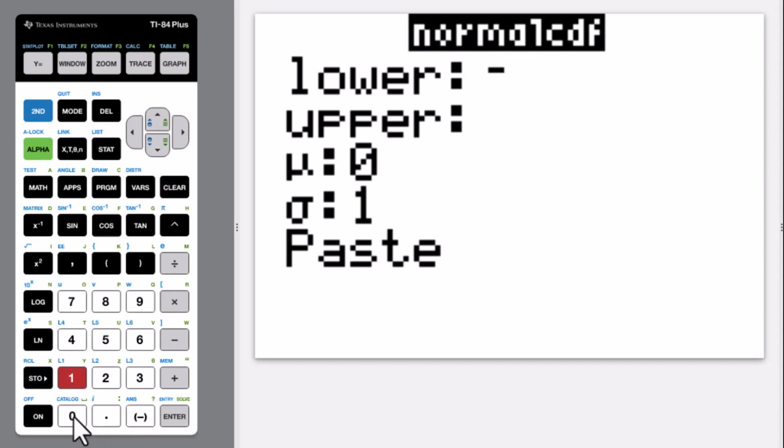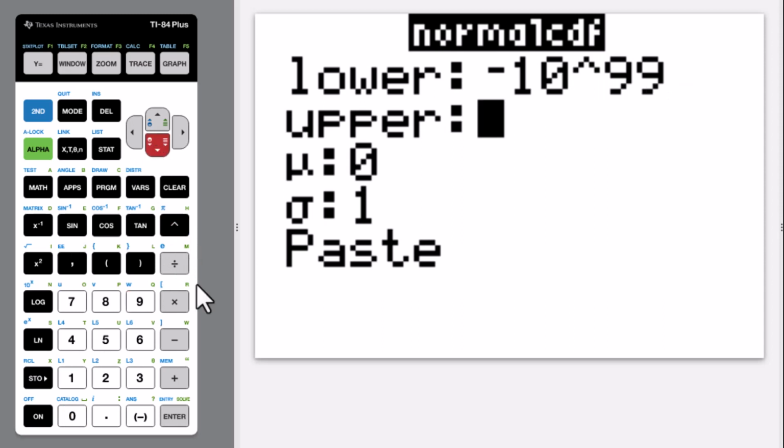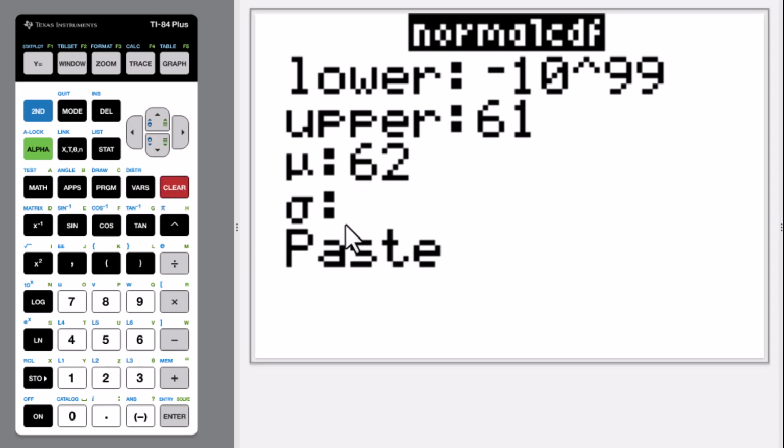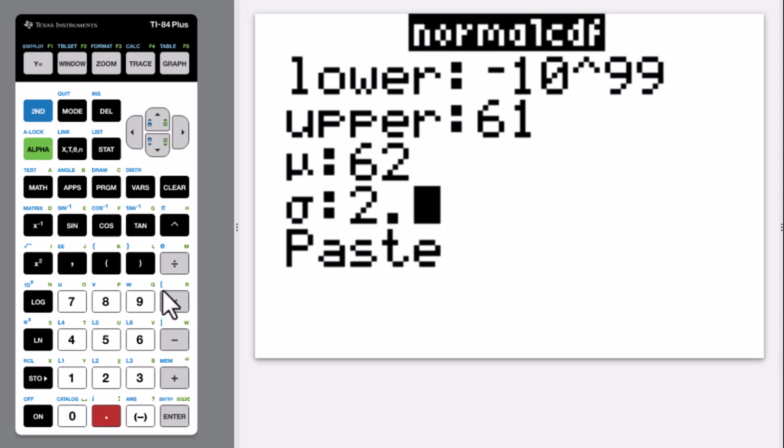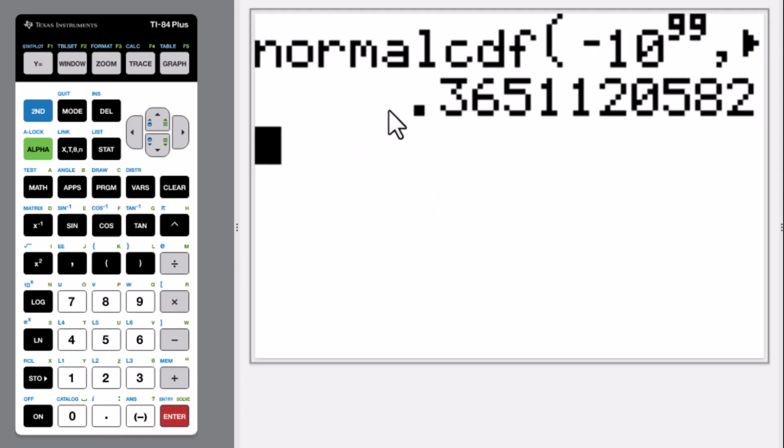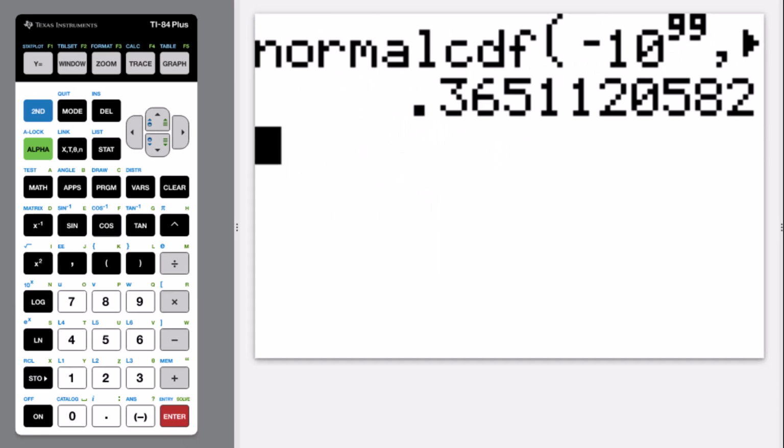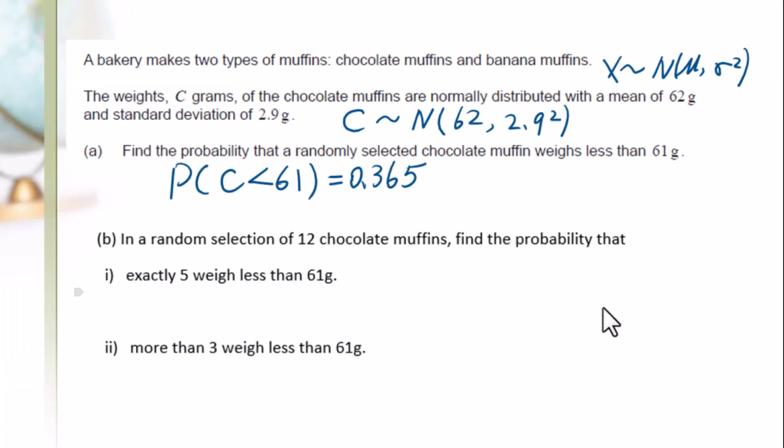We will use negative 10 to the 99th power for negative infinity. Upper 61, mean 62, standard deviation 2.9. The answer is 0.365.